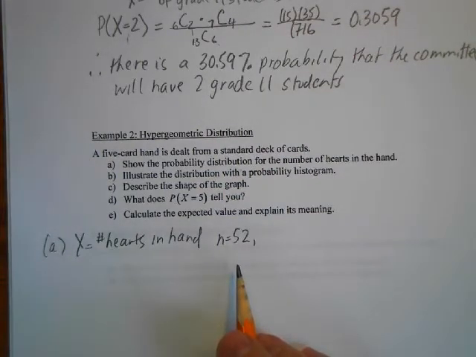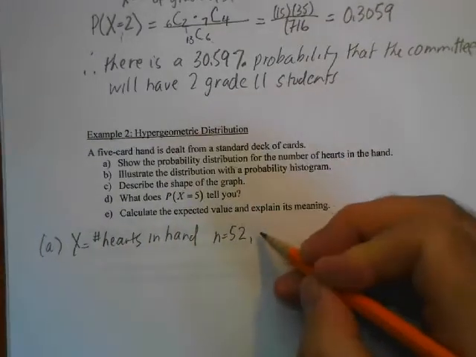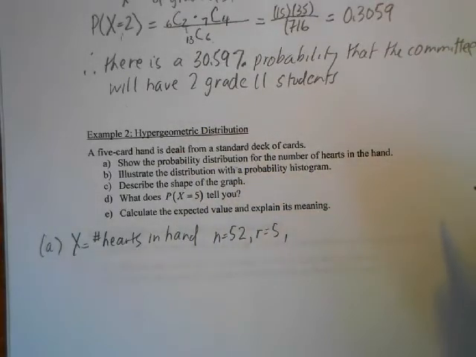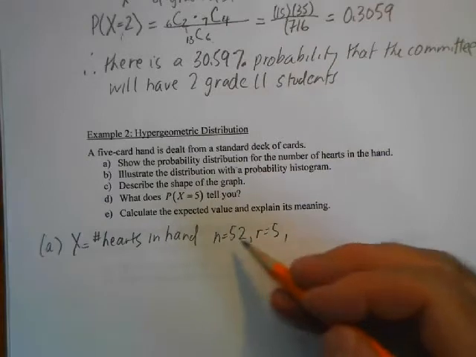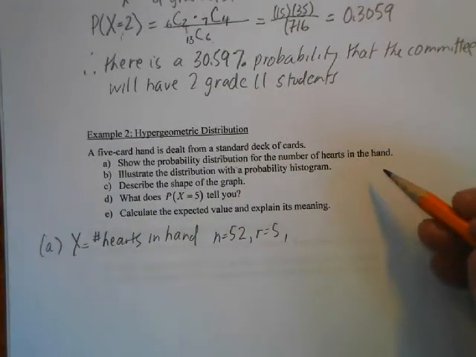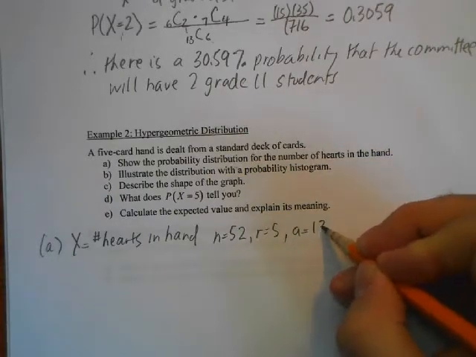Your R value is how many you are picking or choosing. So a hand has 5 cards, so R is equal to 5. And finally, the number of successes out of the population. You're looking for hearts, so that's 13 hearts. So A is equal to 13.